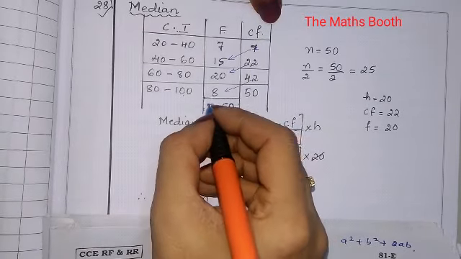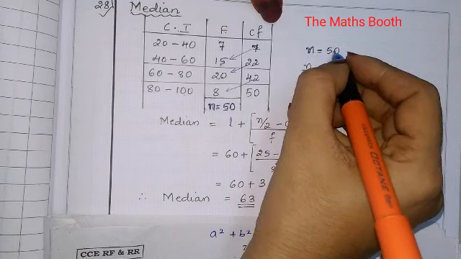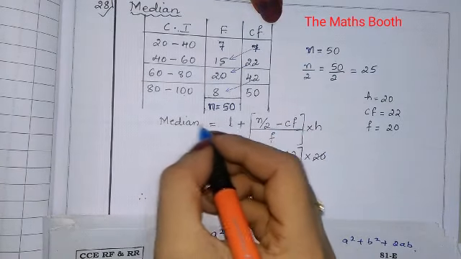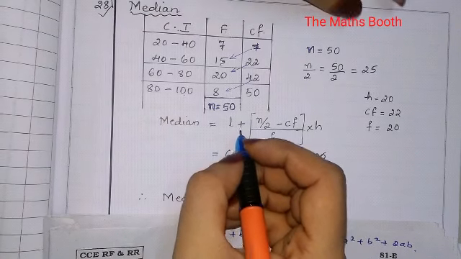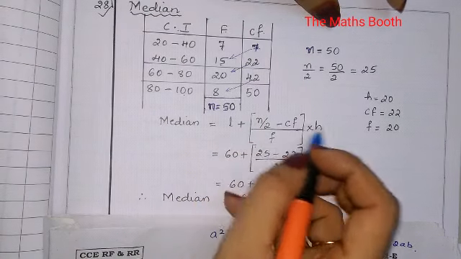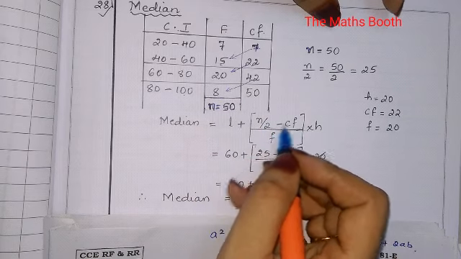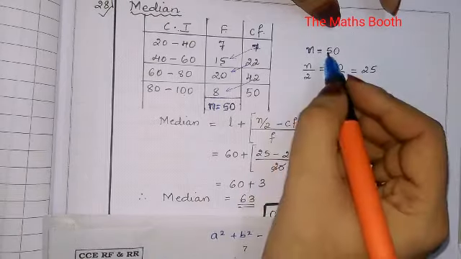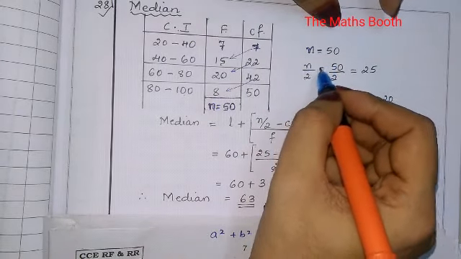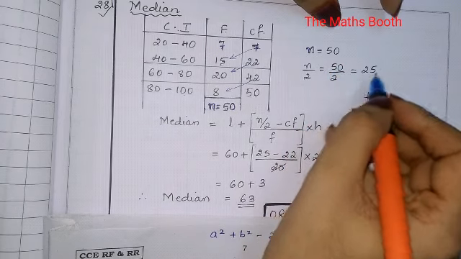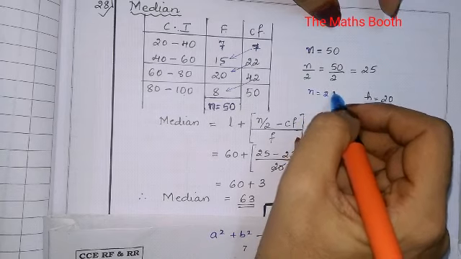The next step: we know that n is equal to 50. I'll write here n is equal to 50. And in the median formula, we should know all formulas by heart first. We should know what all things are required in the median formula: L plus n by 2 minus CF upon F into H. So first, n we have 50. What do we have to find out? n by 2 is equal to 50 by 2, which is nothing but 25.